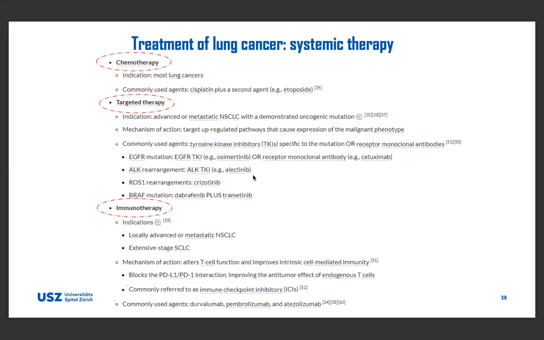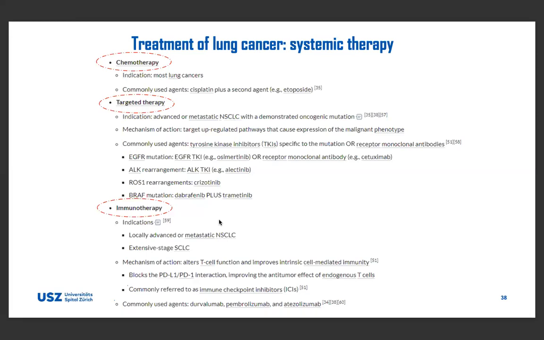In the next lecture, we'll talk a bit in detail about it. But if you remember that there is targeted therapy, but it works only in certain patients who have specific mutations, that's perfect for today. And the third big important systemic therapy is the immunotherapy.